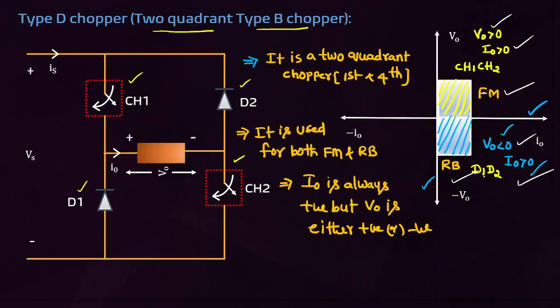That means what is the observation here? In type D chopper, voltage is either positive or negative, but current is always positive.